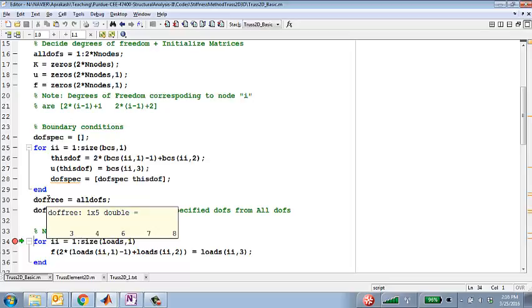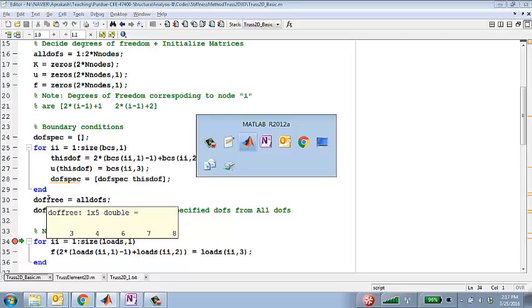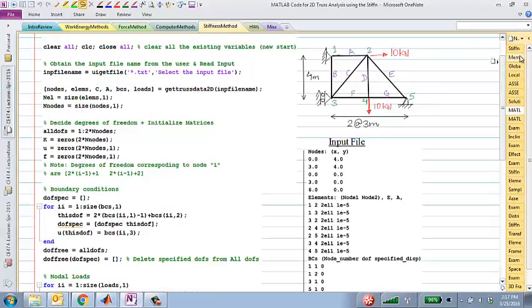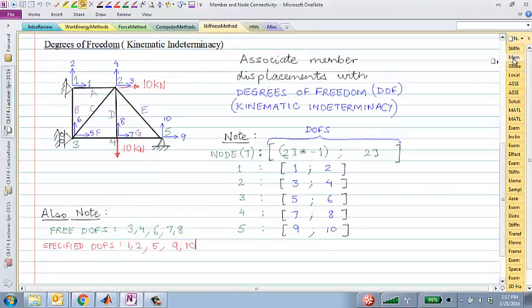determine which degrees of freedom are free and which degrees of freedom are specified. So clearly here, degrees of freedom 3, 4, 6, 7, 8. And if you look back at your notes, these are the same degrees of freedom that, for example, where was it? This guy. Yep, 3, 4, 6, 7, 8.